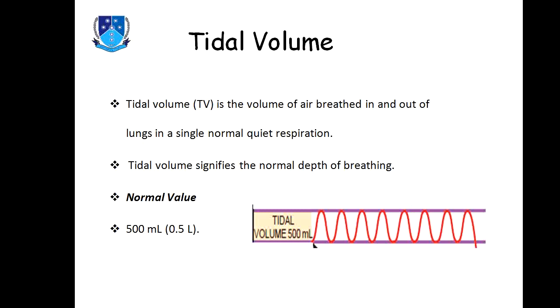It helps in the measurement of normal breathing, or in figuring out the depth of the breathing. In this diagram we can see, for example, this is inhalation and this is exhalation. The amount of air which is inhaled will be equal to the amount of air which is exhaled out of the lungs. The inspired air and the expired air will be 500 ml in volume. That is the normal tidal volume.